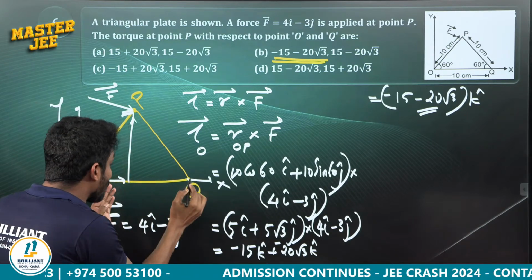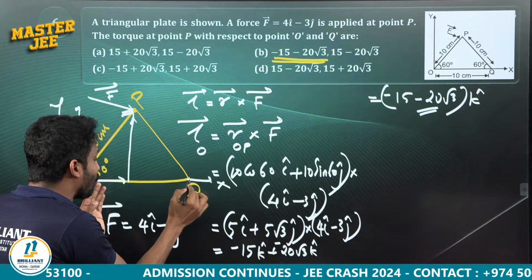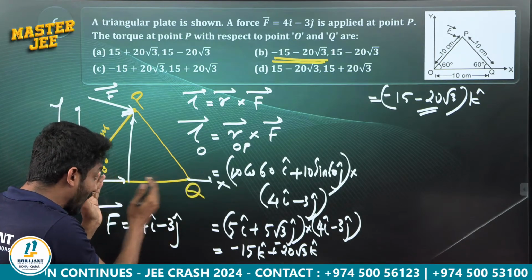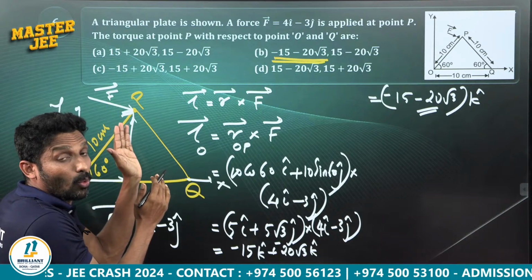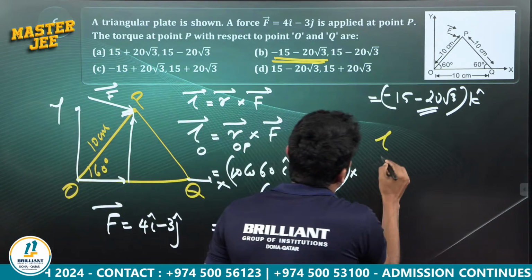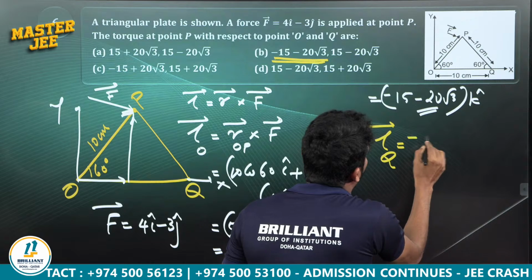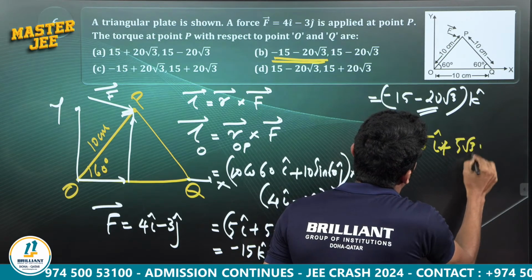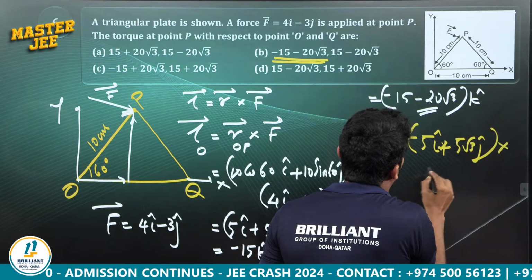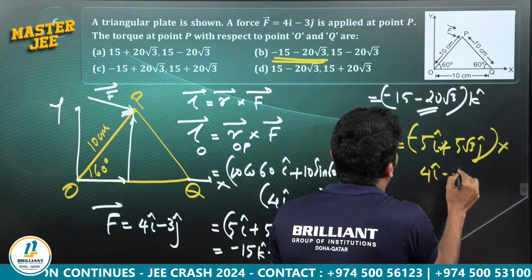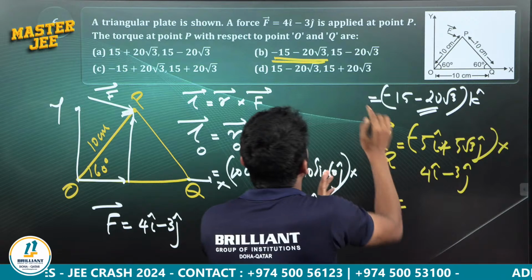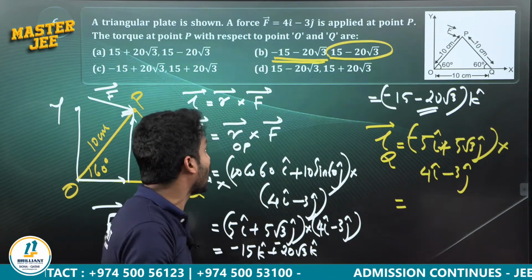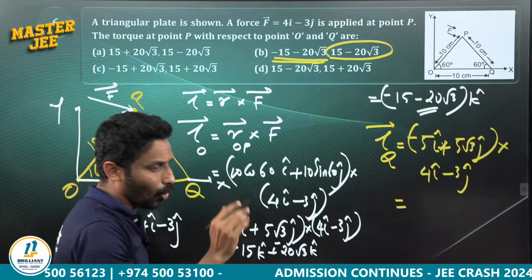You understood? What is this position vector? See, this is minus 5i cap. This one will be plus 5i cap and this one will be minus 5i cap plus 5 root 3 j cap. This is the position vector for the torque about Q. It will be minus 5i cap plus 5 root 3 j cap cross our force vector 4i cap minus 3j cap. Okay, definitely we'll get this as the answer. You can easily try that. Okay, dear students, please try that. So we get the answer, option B.